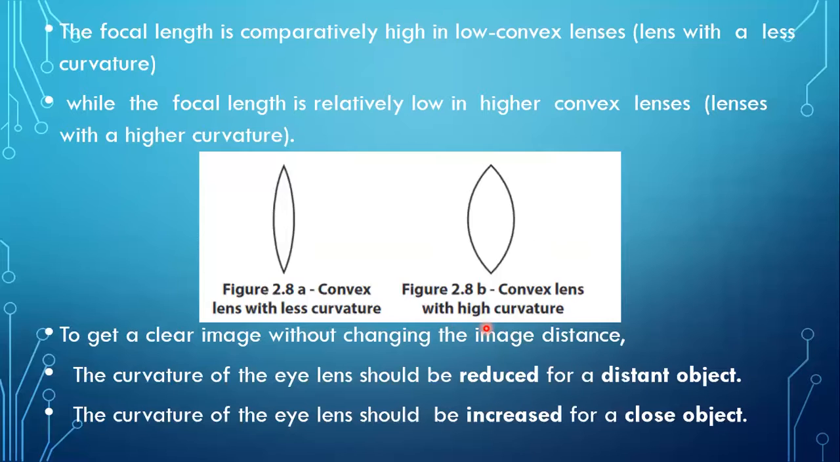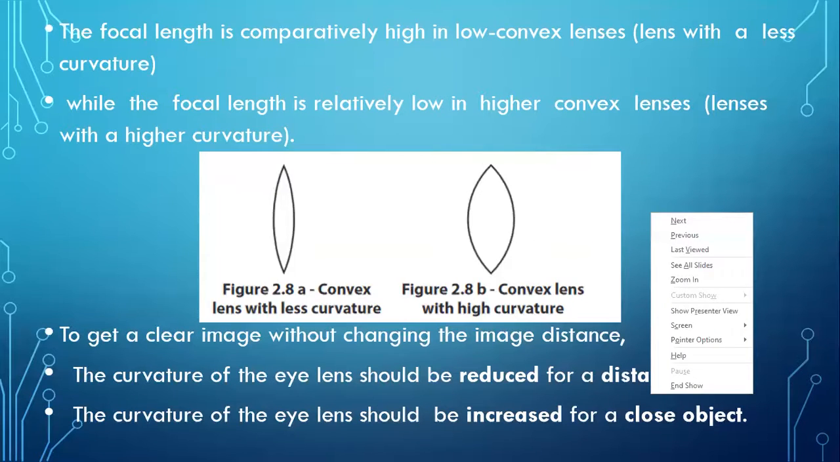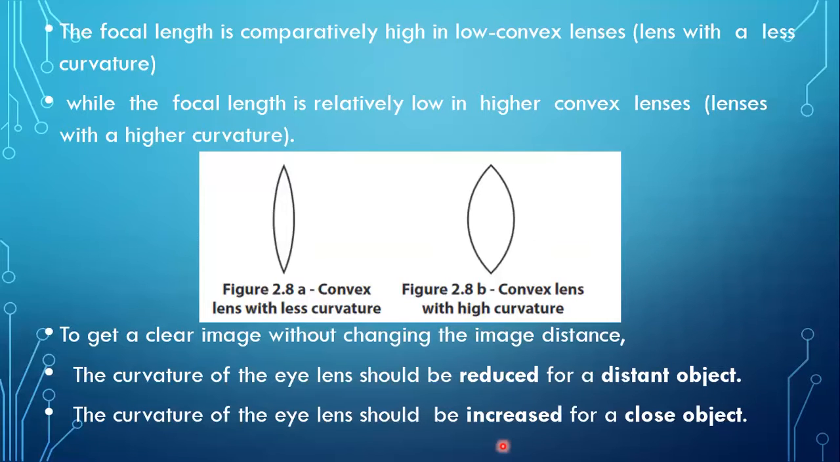To get a clear image without changing the image distance, you can do these two things. The curvature of the eye lens should be reduced for distant objects. The curvature of the eye lens should be increased for a close object.